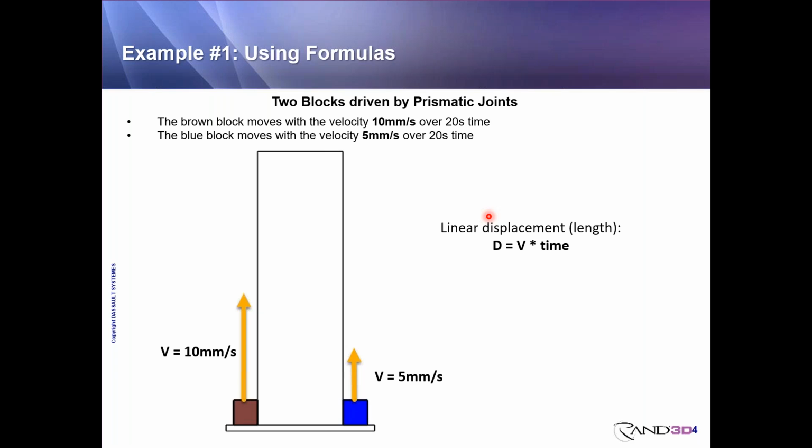And the example I'm going to show you in just a bit, I've got a couple of prismatic joints, a couple of blocks, and I want to make my blocks move simultaneously at the same time, but with a different velocity. So the brown block is going to move with a velocity of 10 millimeters per second over, let's say, 20 seconds. And the blue block will move with half of it, which is 5 millimeters per second over the same amount of time, which is 20 seconds. Because the motion is linear, we can describe the linear displacement or length d as v, which is velocity, times time. And you can do it using a simple formula.